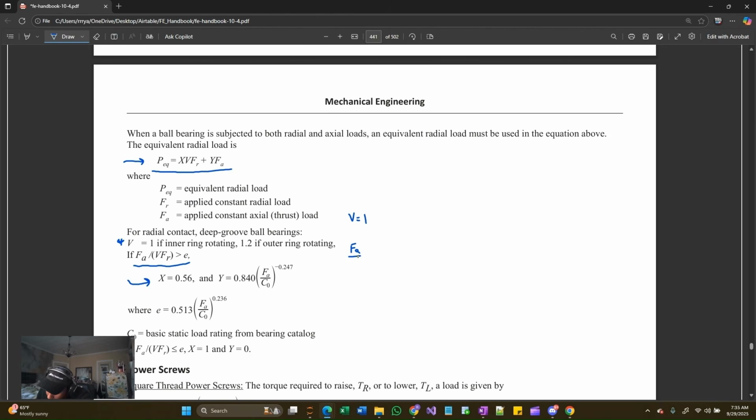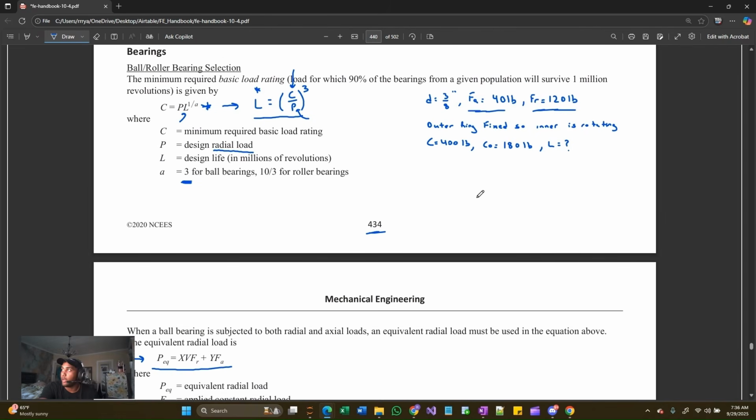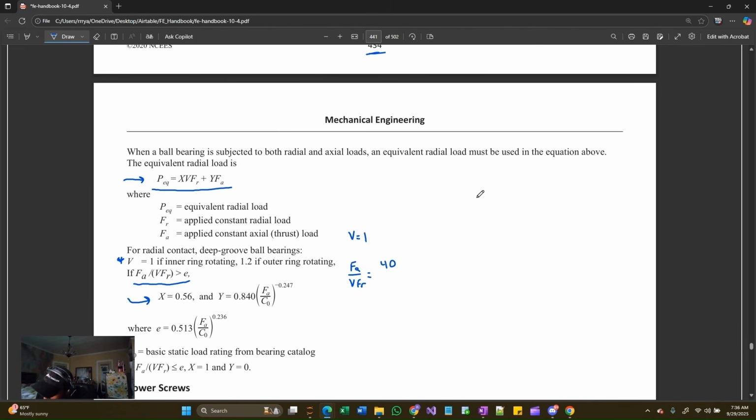FA over VFR is just equal to, FA was 40, we can see it above here. FA is 40, V is 1 since the inner ring is rotating, and the radial load is 120, so this is just 1/3. We have to check and see if that's greater than this term E here, which is 0.513 times the axial load, 40, over the static load rating, C naught, which is 180 pounds, raised to the 0.236.